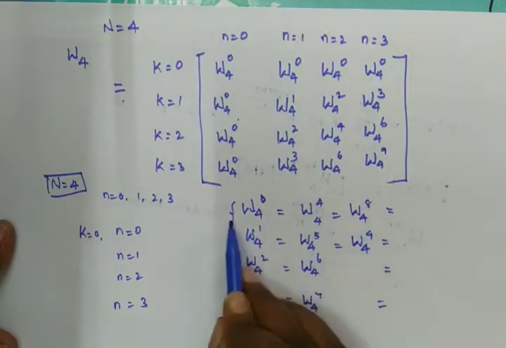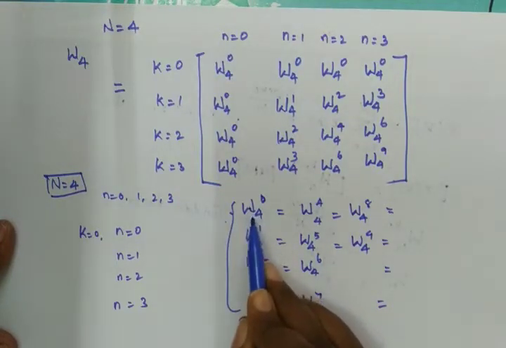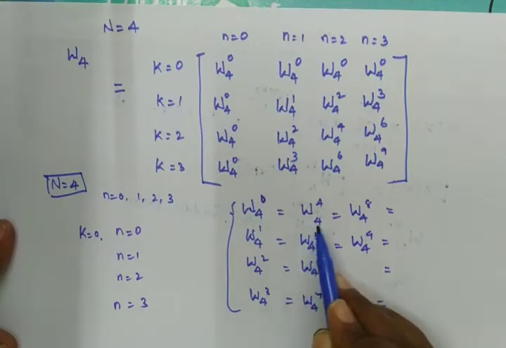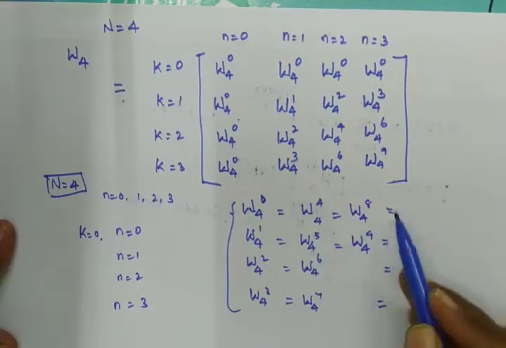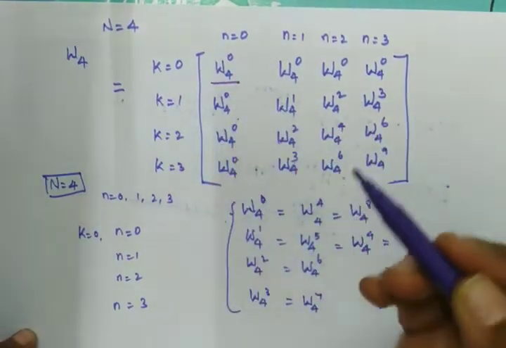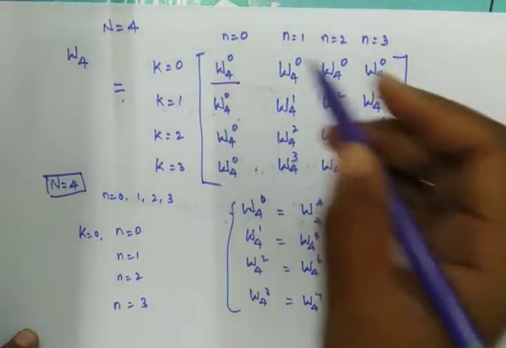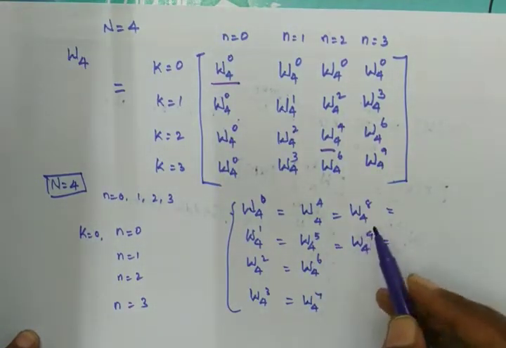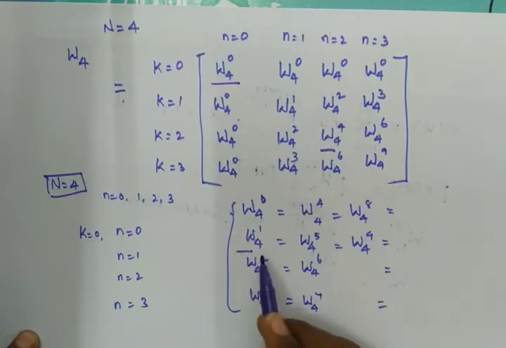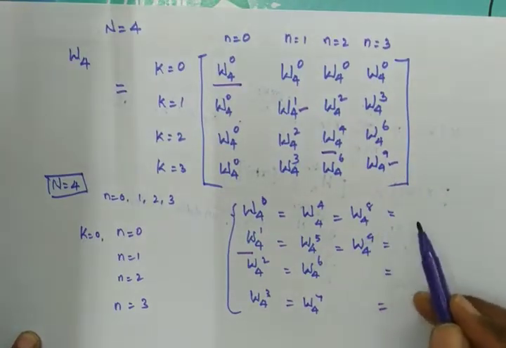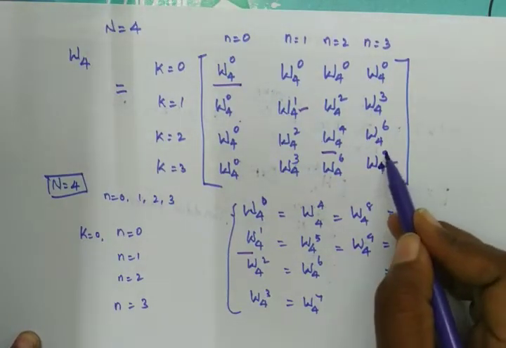Now from this we can conclude that the W4 power 0 value will be equal to W4 power 4, and this value will be equal to W4 power 8. So if you find W4 power 0, then we can write the same answer for W4 power 4. Then if we find W4 power 1, the same value holds for W4 power 9. This is 4 and this is 9.